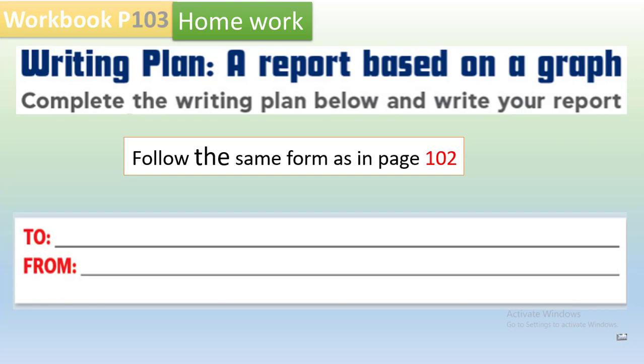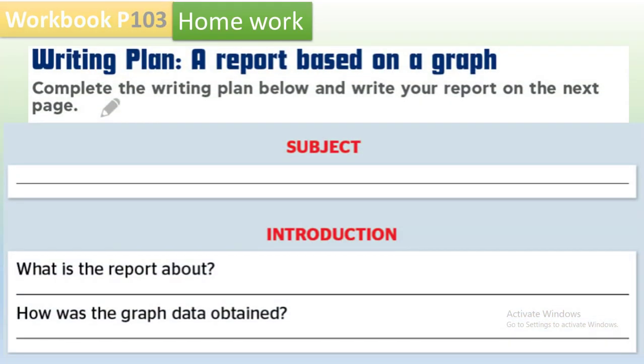First, second, write the subject of your report. Then the first paragraph, introduction. You answer the following questions to write your introduction. What is the report about? How was the graph data obtained? Always follow the paragraph, the text, the report on page 102.